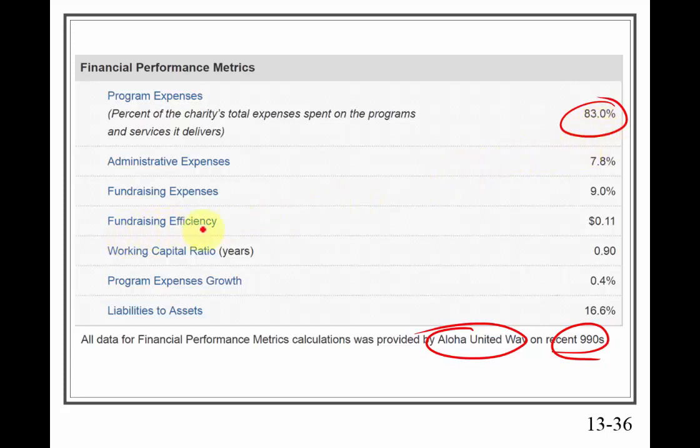How about this fundraising efficiency? It takes 11 cents to raise $1 of charitable contributions. Okay? And you want this to be as small as possible.